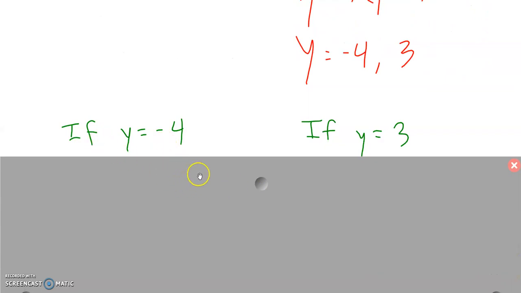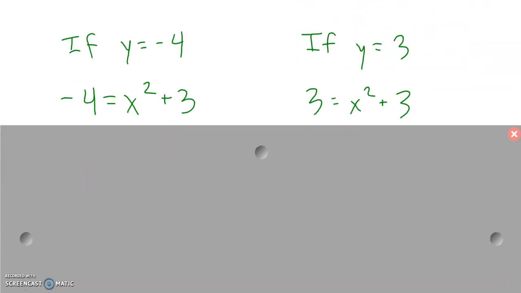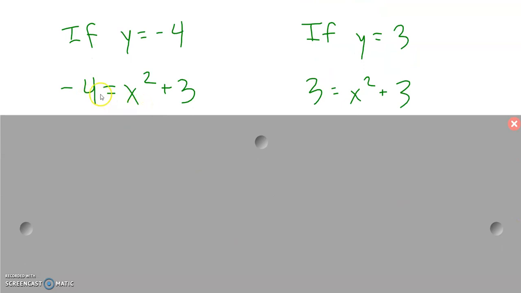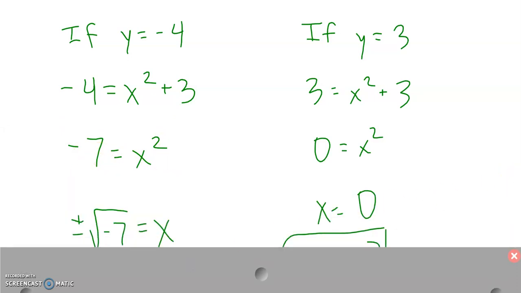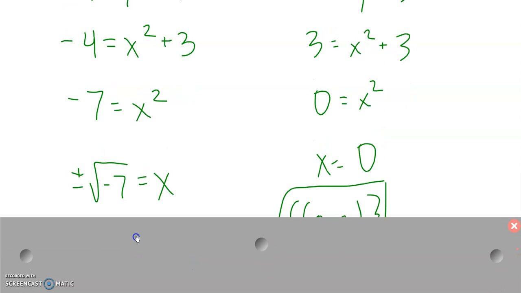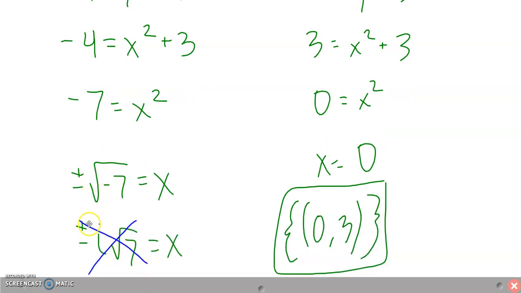So if y is -4, I'm going to plug that into that first equation, and I get -4 equals x squared plus 3. I subtract 3, and I get x squared is -7, and then I get x is plus or minus the square root of -7, which is the square root of a negative. So I actually get an imaginary number. So it's plus or minus i times the square root of 7, which isn't actually a real number. So that's nowhere on the graph. So basically I can say, well, this actually doesn't give me any real solutions at all.